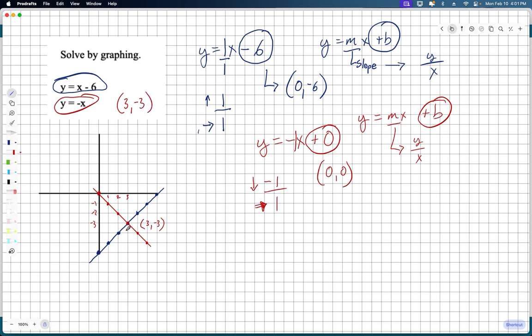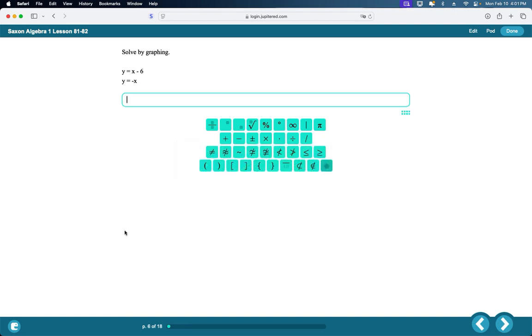So we would go back over to Jupiter, and that's what you type. Parenthesis, 3, comma, -3, close parenthesis. And then we check that answer, and that's correct. So we go to the next problem.